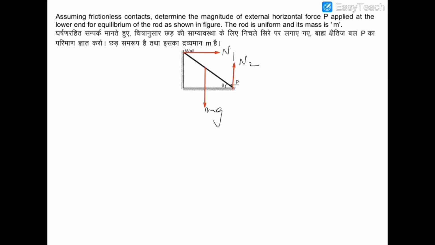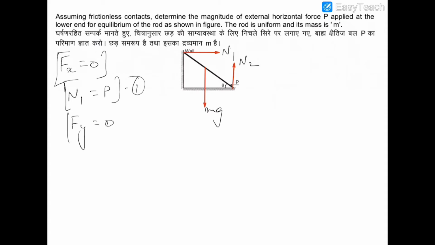The rod is neither accelerating nor rotating about any point. So we can say that the force acting on the rod in the x direction would be 0. Therefore, N1 would be balancing out P. So this is the first equation. And we can also say that the force acting on this rod in the y direction would also be 0. So N2 would be balancing mg. Now this is the second equation.